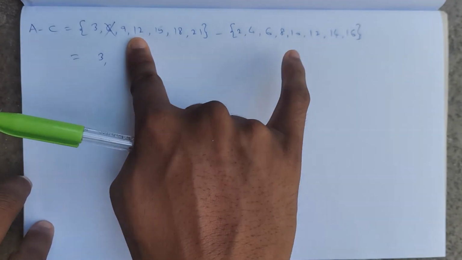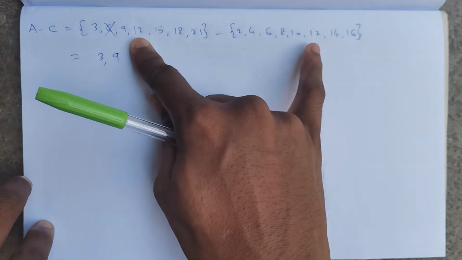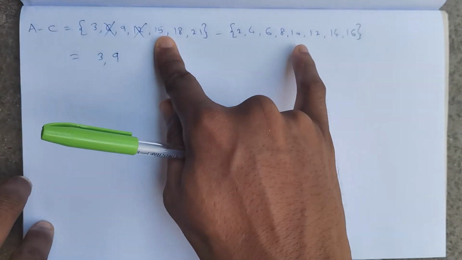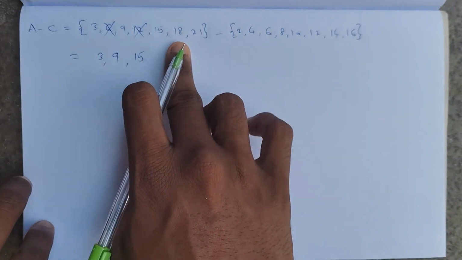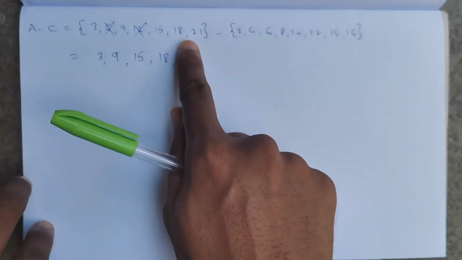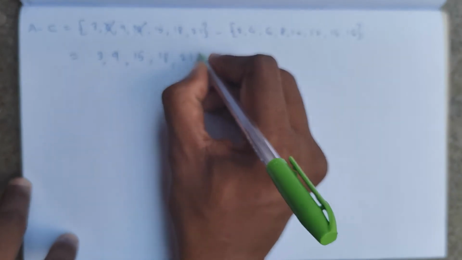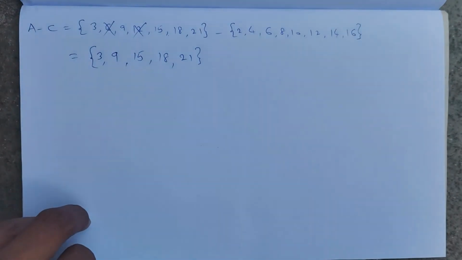Here 9 is there, here 9 is not there, so write that 9. Here 12 is there, here also 12 is there, so remove that 12. Here 15 is there, here 15 is not there, so write that 15. Here 18 is not there, so write that 18. Here 21 is not there, so write that 21 also. So A minus C is equal to 3, 9, 15, 18 and 21.